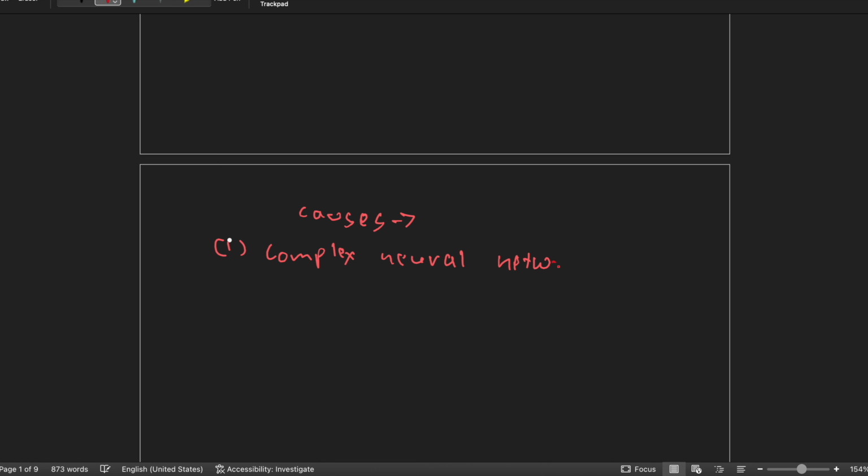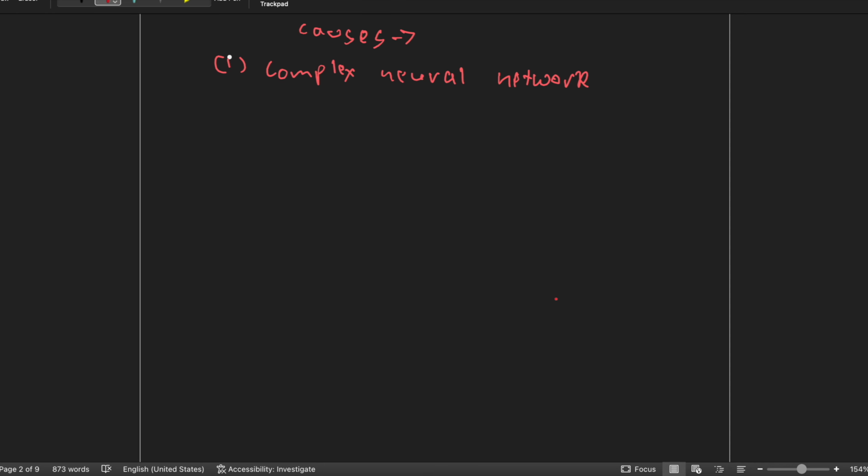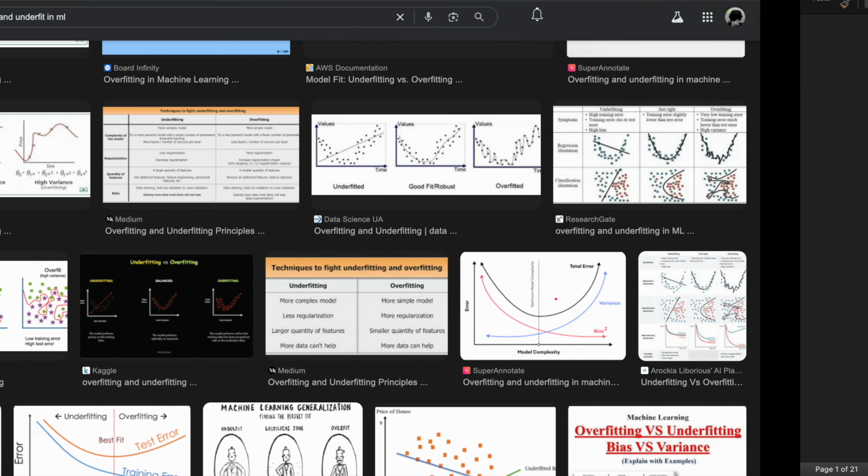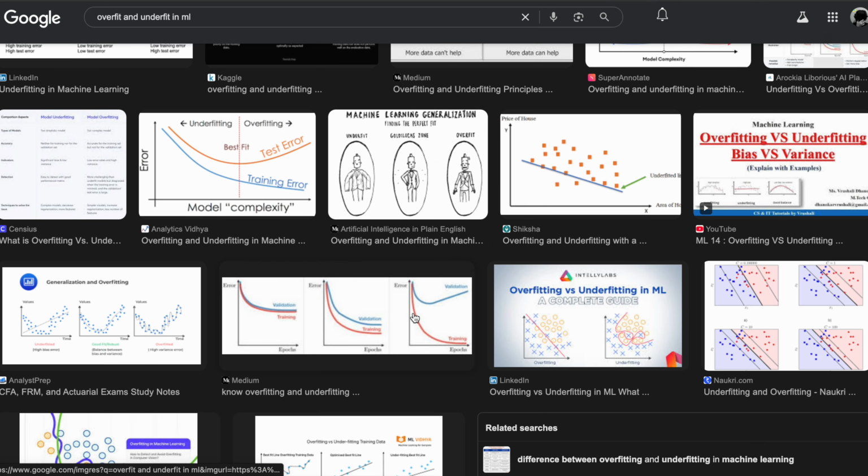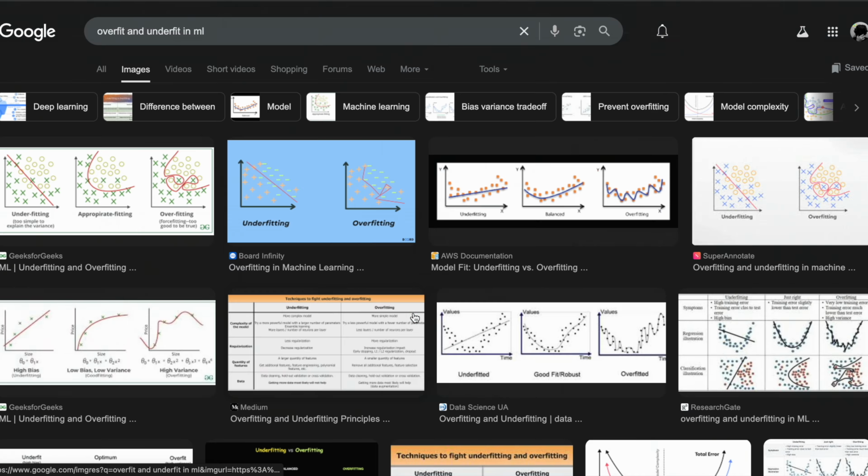So why does the complex neural network thing happen? Let's take an image from here and place it to understand. Let's copy the image and paste it here. So what is happening?